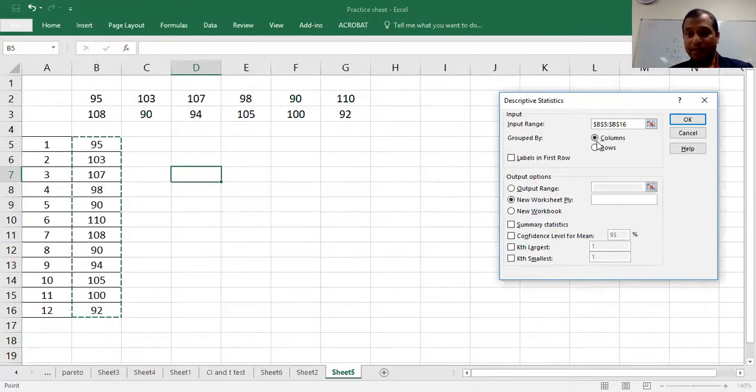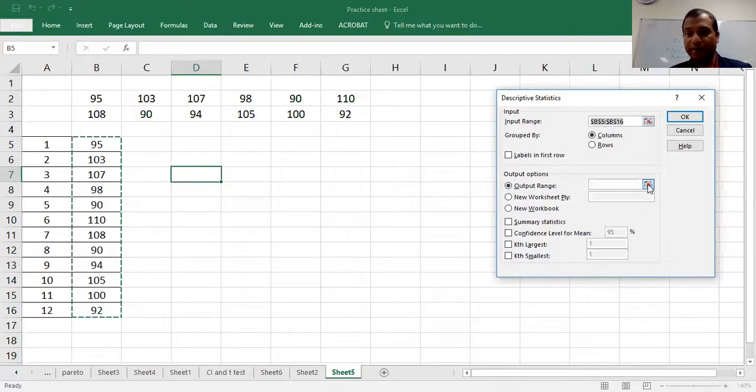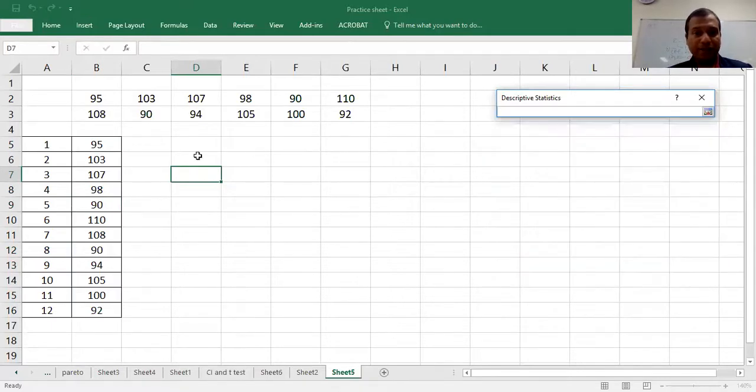Grouped by column, yes. Did we choose any level? No labeling, so no need to take this one. Output you wanted where? I wanted output in the same Excel sheet. So output range, click here, give any cell so that output will be displayed over here.